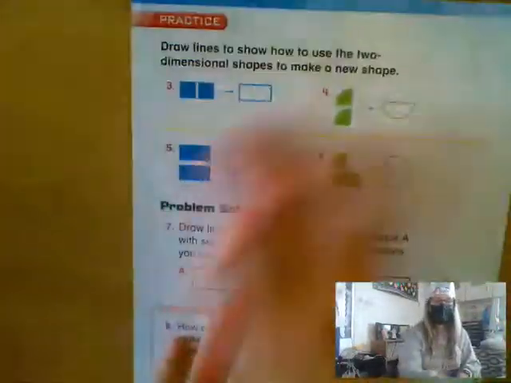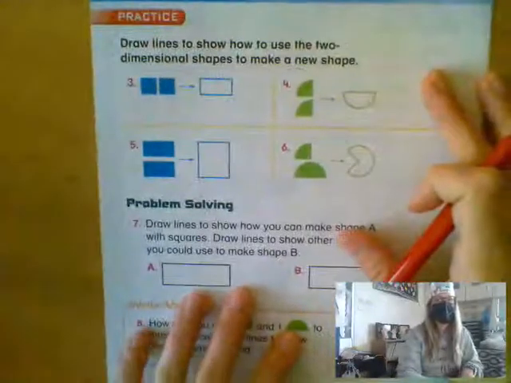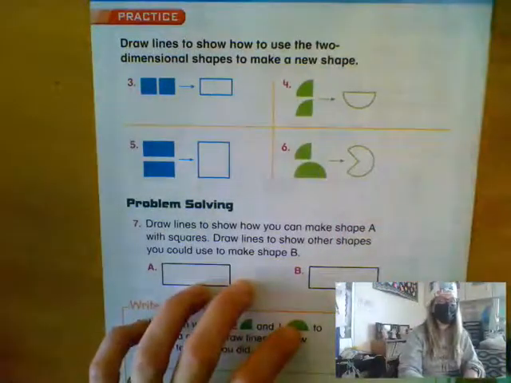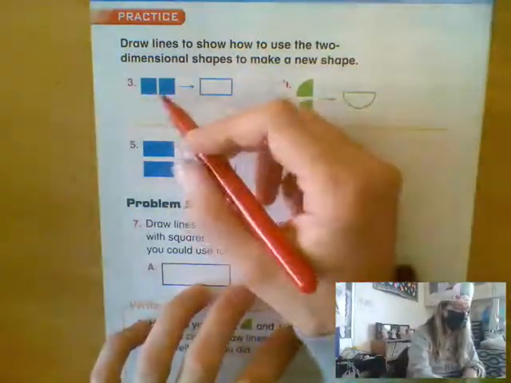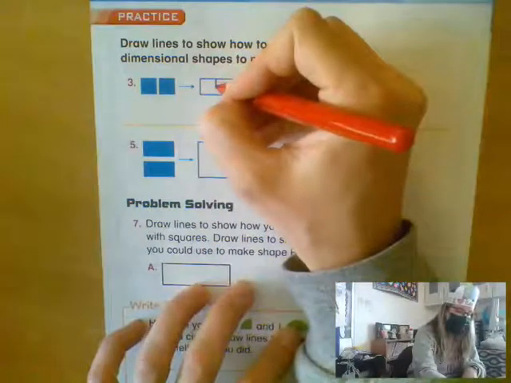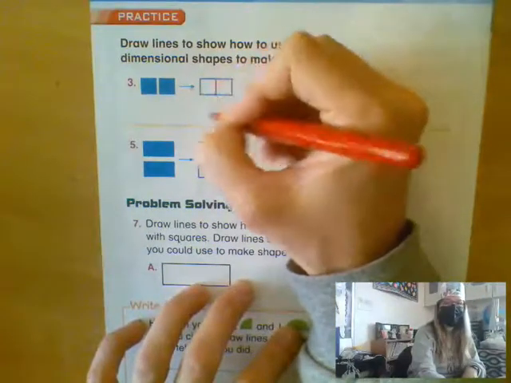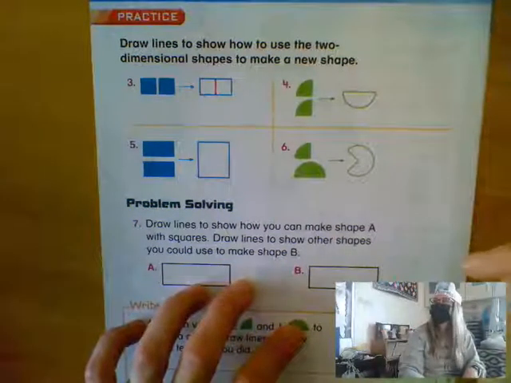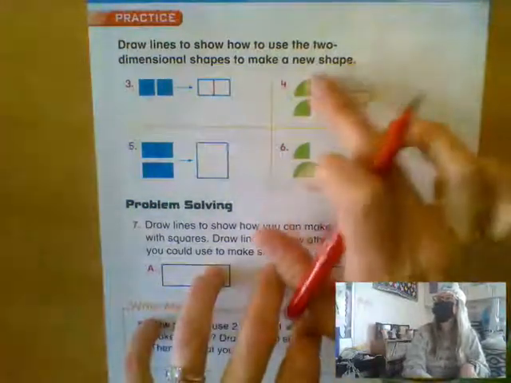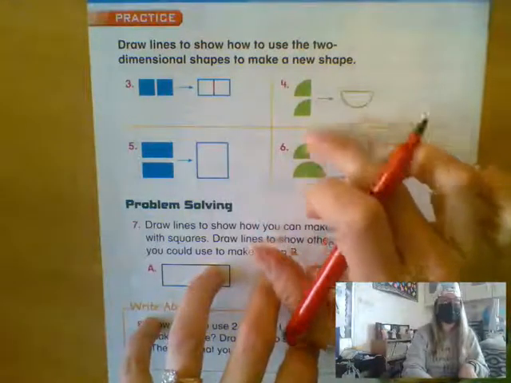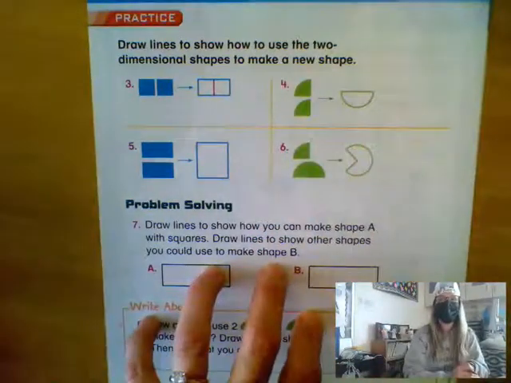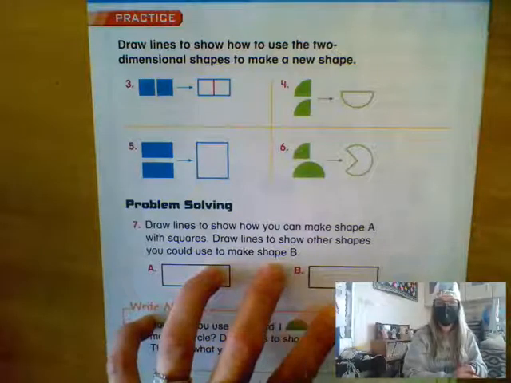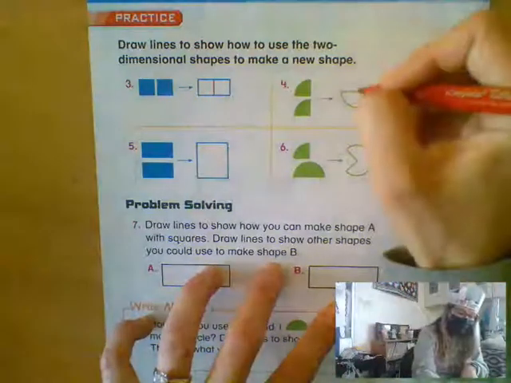And we're going to do the same thing here. Showing how we could build these shapes. So the first one they did for us, you could take two squares and you put two squares together to make a rectangle, so you can trace that line. How would we draw a line here to use these two semicircles to make a half circle? Ava June, where would the line go? Right down the middle. Good job.